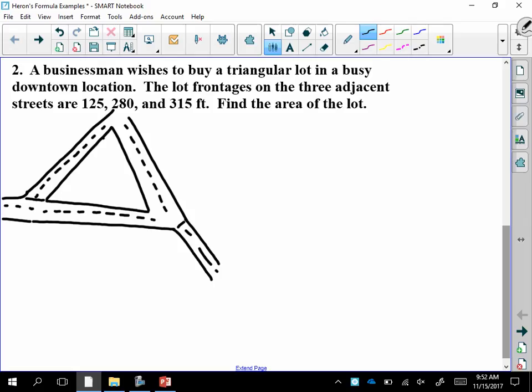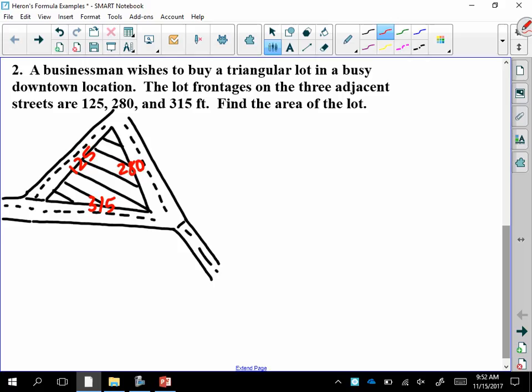So here is this lot that he wants to purchase, and the side lengths for this lot are 125, 280, and 350. He wants to know what's going to be the area of that lot. He would probably want to build a building on it, and wants to know the area so that he can determine how much space to leave for parking, and what could be the area of the base of the building, the foundation.